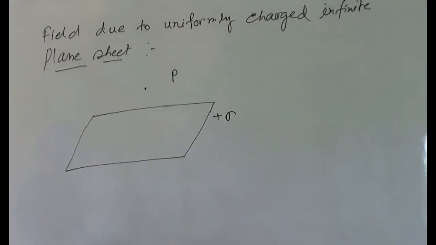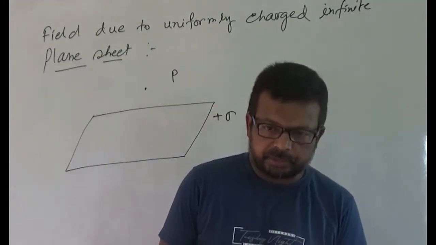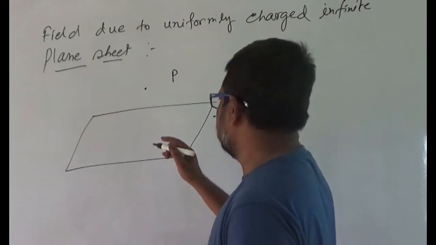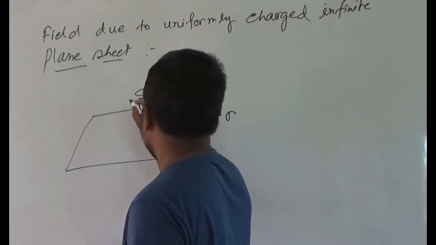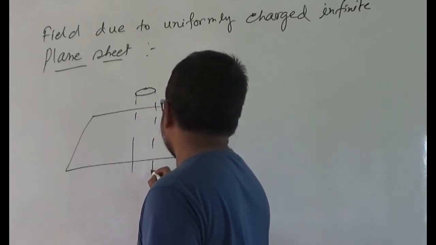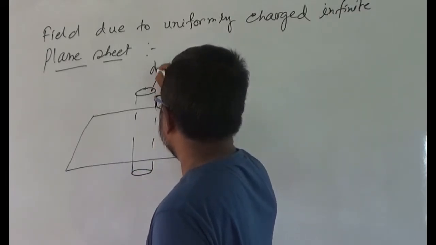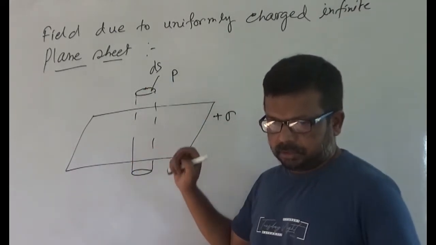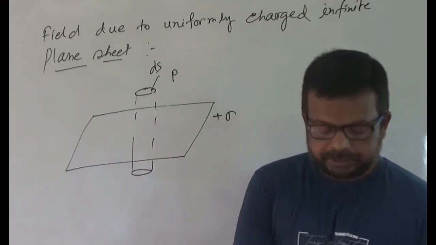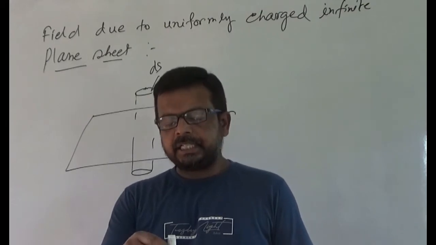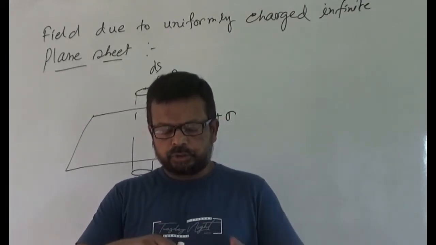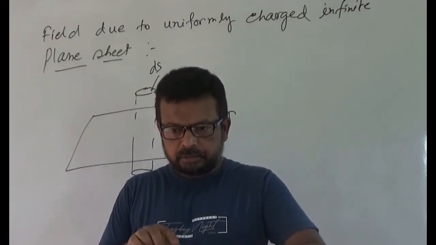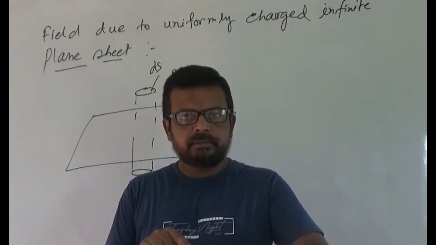Now if we want to apply Gauss's theorem, then we have to take a Gaussian closed surface. Take the Gaussian surface as a cylindrical surface with cross-sectional area ds surrounding P. This is a pillbox type closed surface. See here, if this is the closed surface, this plane sheet everywhere. Now this is the point where we want to find the field.